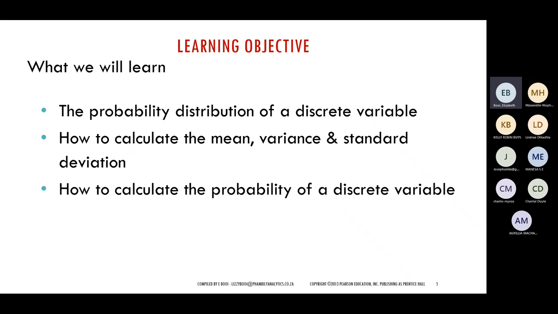Let's look at what we're going to be learning today. By the end of the session, you should be able to learn what are the basic principles or basic concepts relating to discrete probabilities. You should learn how to calculate the mean, the standard deviation, and the variance of a discrete probability. And most importantly, you should be able to answer any question relating to how to calculate probabilities of a discrete distribution or a discrete variable.